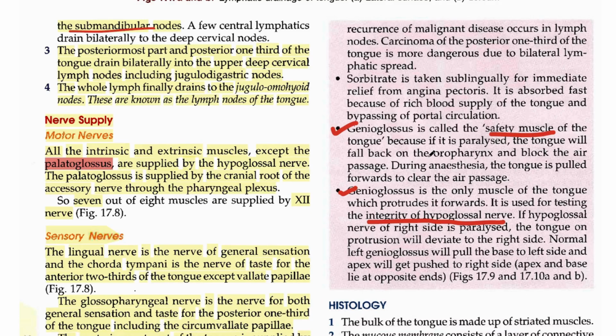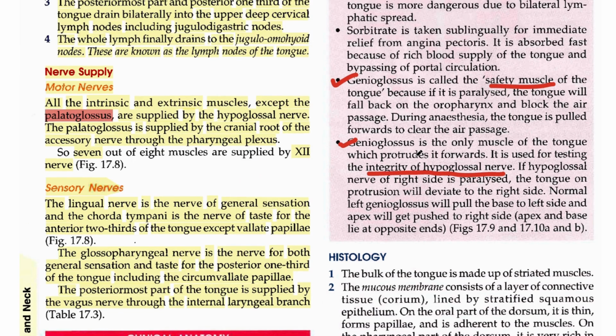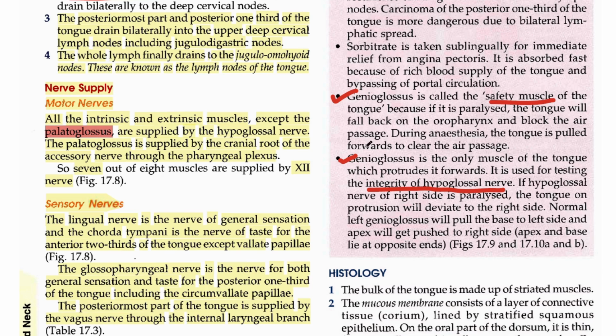Now, to make the examiner understand that you even have the practical knowledge and the clinical anatomy of the tongue, you know it well, you can write that genioglossus is the safety muscle of the tongue, and genioglossus is the only muscle of the tongue which protrudes it forward. It is used for testing the integrity of the hypoglossal nerve. That is it. Now we move on to the nerve supply of the tongue.